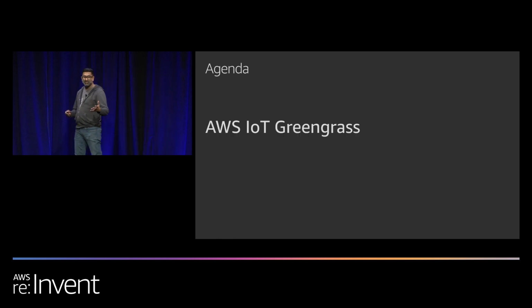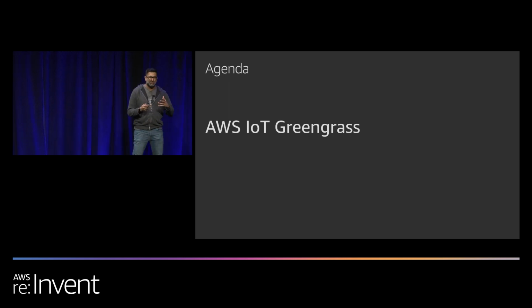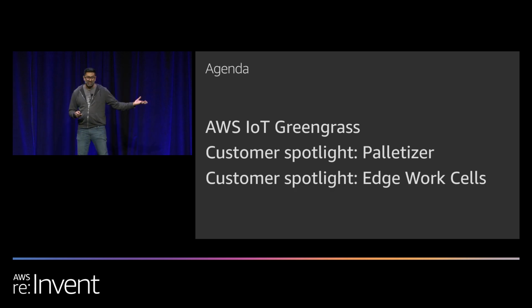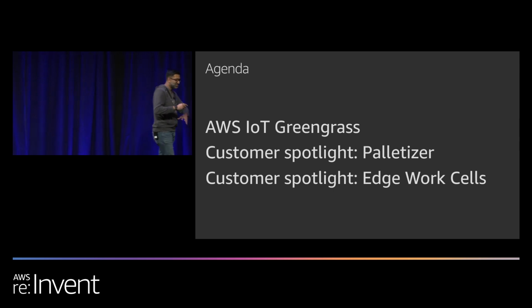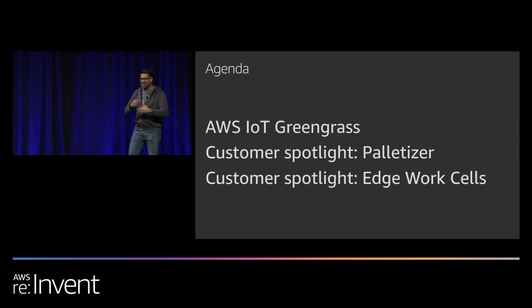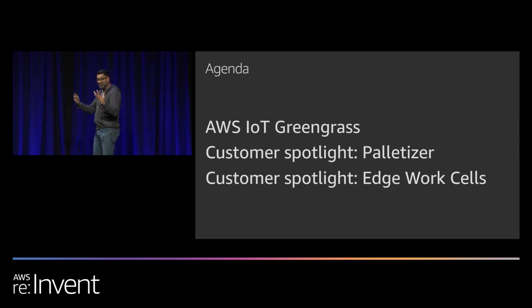AWS IoT Greengrass, I'm going to touch upon it. This is an advanced level talk, so I'll go into some of the features that we think are relevant for it. We've also got the customers coming up here to talk about the palletizer and the edge workcells. That's where they'll dive into the weeds and show you some code, and get into all the nitty-gritty details that you're yearning to learn about.